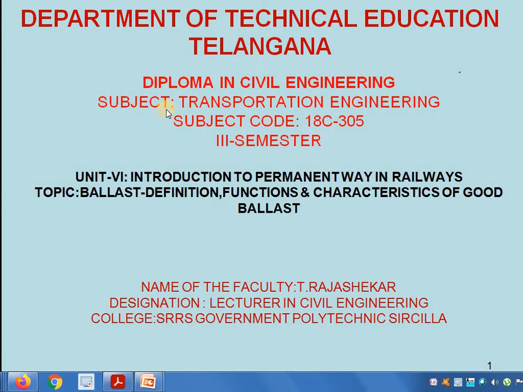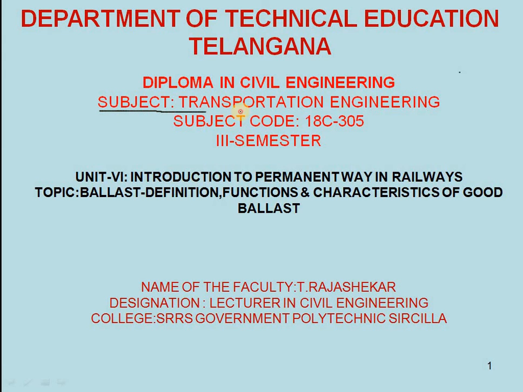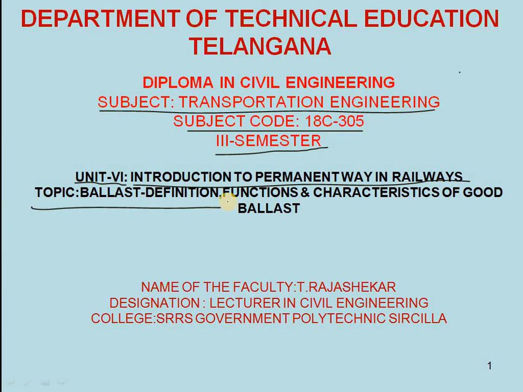Hi students, today we are going to discuss the subject of transportation engineering, subject code 18C305, for third semester civil engineering students. Unit 6, chapter 6, introduction to permanent way in railways. And today's topic is ballast: definition, functions, and characteristics of good ballast.